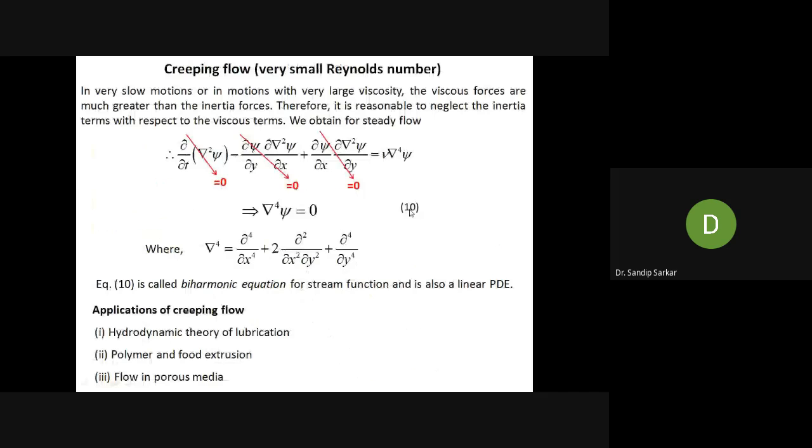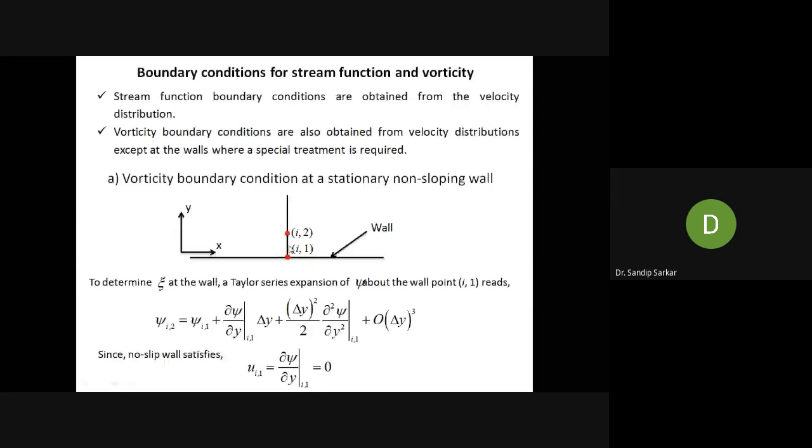So once we have the stream function available, you can also calculate the vorticity because velocity is specified. From the specification of velocity, you can obtain the stream function as a boundary condition, and with the boundary condition, you can solve. So with the stream function and vorticity, you can solve the governing equations of stream function and vorticity, these two equations. But my question is, what will be the boundary condition of the vorticity at the wall? That is the primary objective.